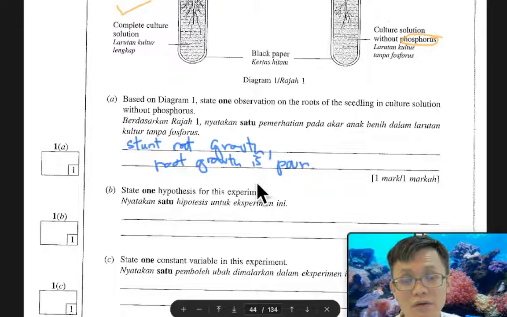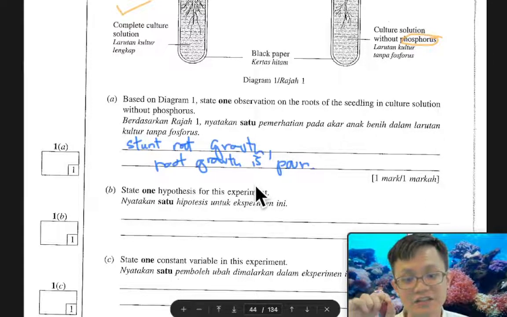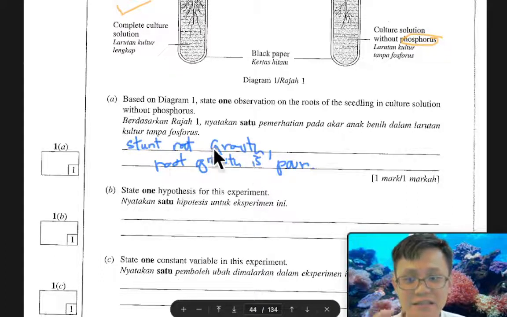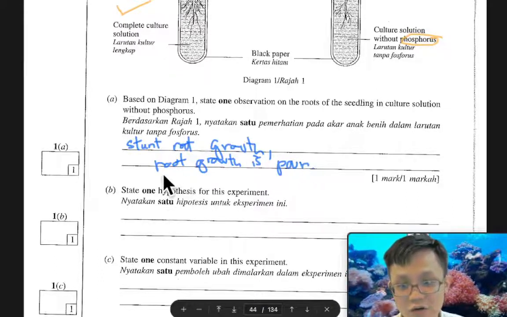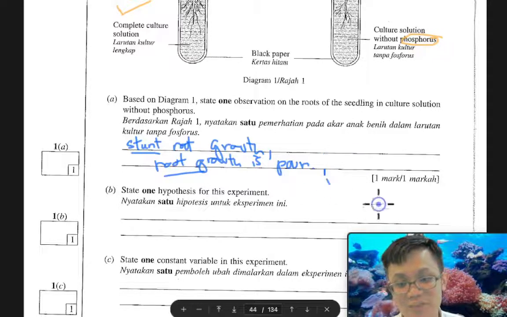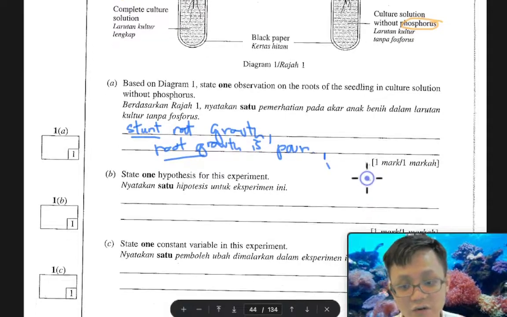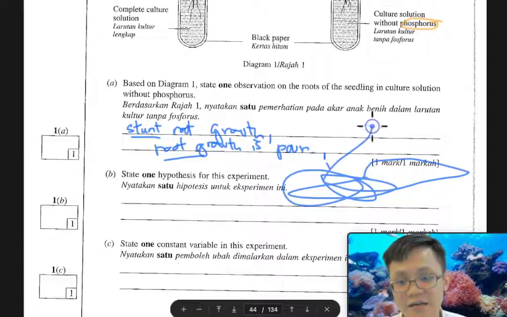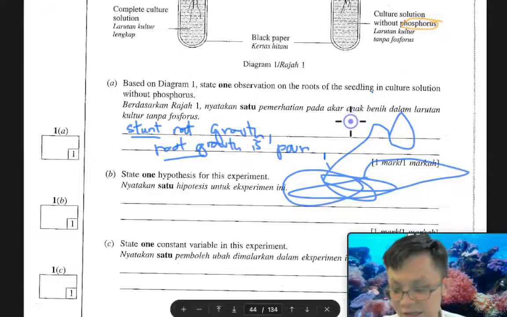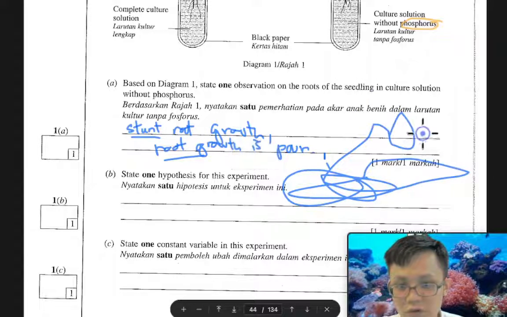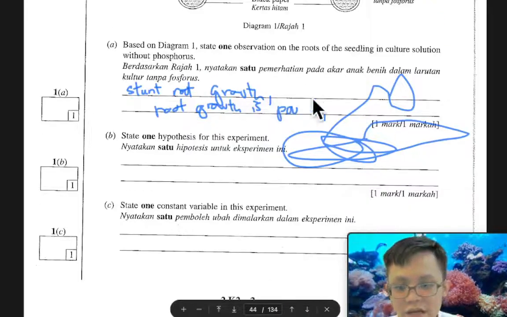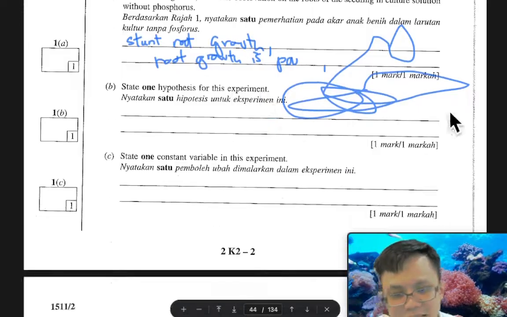If you say the deterioration of the root, deteriorate is like starting to spoil, but it doesn't spoil. It's like the growth is slow, or the growth is stunted. If you say deteriorate means the thing is spoiling, the teacher can mark you wrong, because the thing is not spoiling, it's only slow growth. Wait, what has happened to my pen? Don't worry, I can undo. Okay, I don't know why this doesn't want to disappear, but just ignore this scribble.